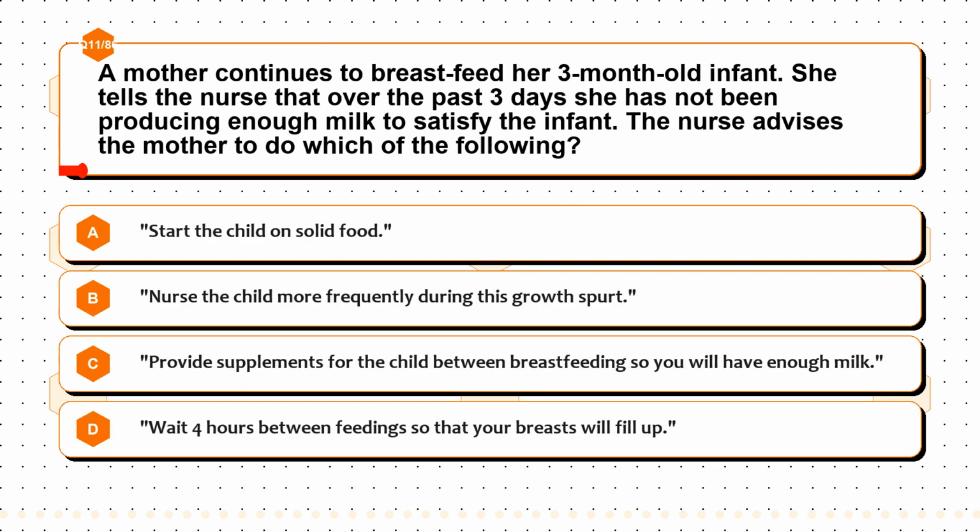Question 11. A mother continues to breastfeed her 3-month-old infant. She tells the nurse that over the past 3 days she has not been producing enough milk to satisfy the infant. The nurse advises the mother to do which of the following? Here are the options. Option A. Start the child on solid food. Option B. Nurse the child more frequently during this growth spurt. Option C. Provide supplements for the child between breastfeeding so you will have enough milk. Option D. Wait 4 hours between feedings so that your breasts will fill up.